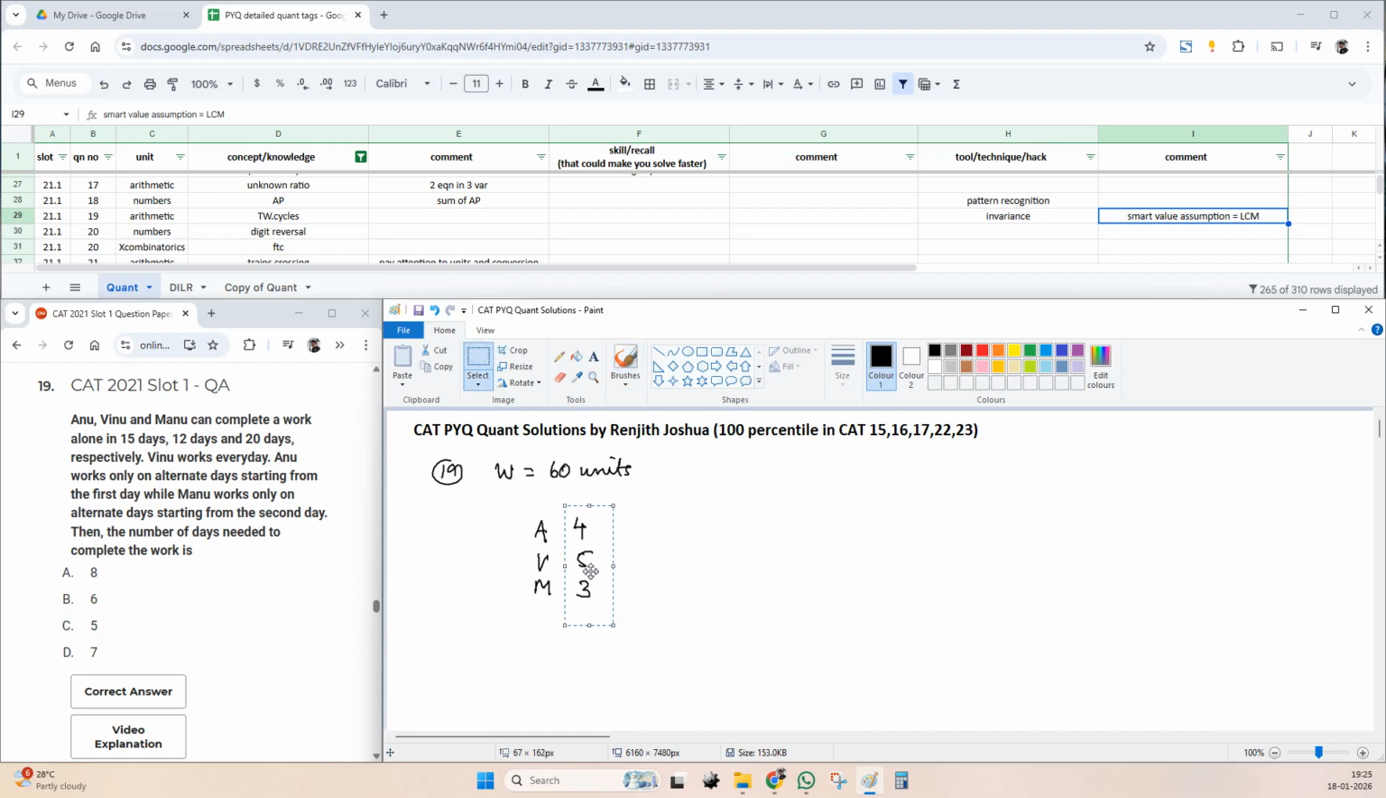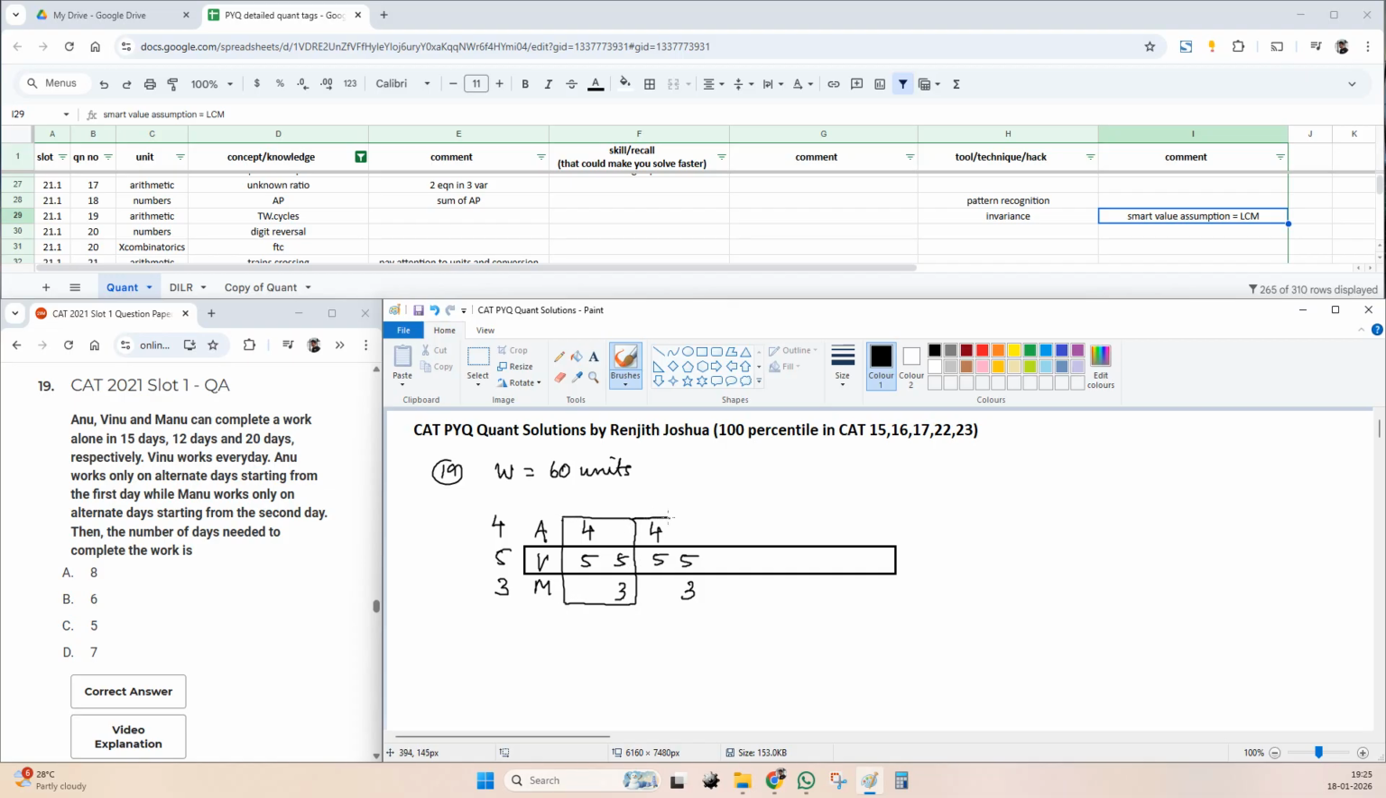Now, what do we have? We have particular cycles given to us, which is V works every day, 5, 5, 5, 5 and so on. A works alternate days starting the first day, so that's a 4 on the first day and the third day, but not on the second or fourth. Then M works on alternate days from the second day, so that's a 3 on the second day and the fourth day, but not the first day or the third day. Now this will repeat.